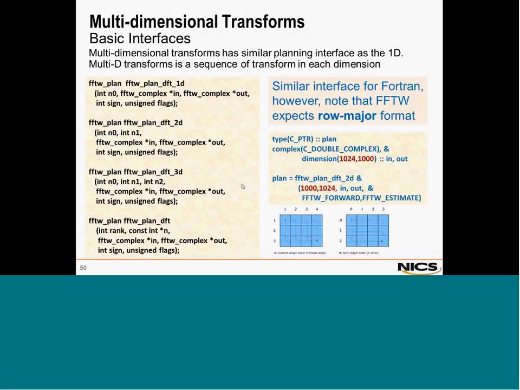Okay, you can also do multidimensional transforms with a very similar interface. The interface for 2D and 3D transforms is basically similar to 1D, and it's basically just a sequence of 1D transforms in each dimension. So really, a 3D transform is just performing X and Y and then doing Z.